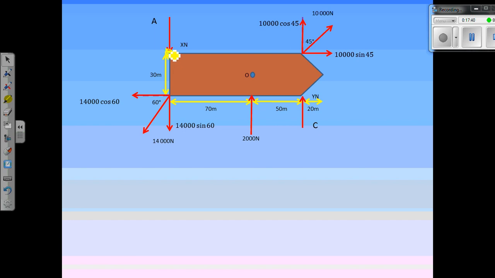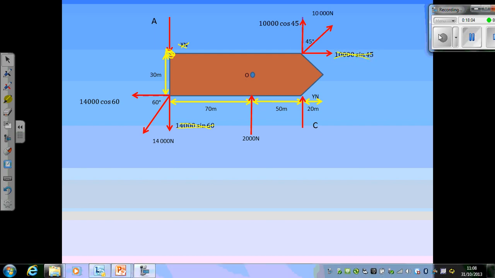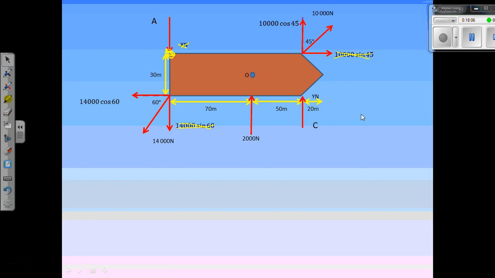Let's take our moments about A. If I take our moments about A, it's going to eliminate that force there, which is nice, because that is on the line of action. It's going to eliminate the xN, obviously, as well. Are there going to be others? It's going to eliminate this force as well. So, let's take moments about A, because it will eliminate x.